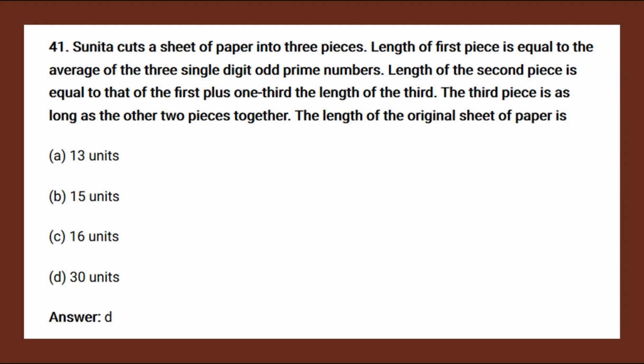Next question 41. Sunita cuts a sheet of paper into 3 pieces. Length of first piece is equal to the average of the 3 single digit odd prime numbers. Length of the second piece is equal to that of the first plus 1/3 the length of the third. The third piece is as long as the 2 other pieces together. The length of the original sheet of paper is A, 13 units, B, 15 units, C, 16 units, D, 30 units. And the answer is option D, 30 units.